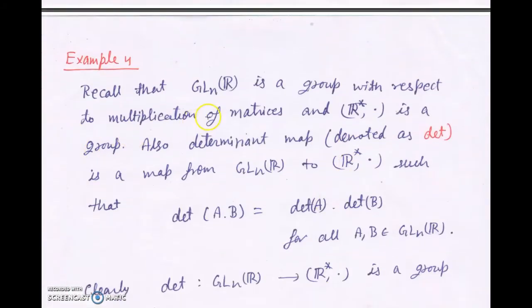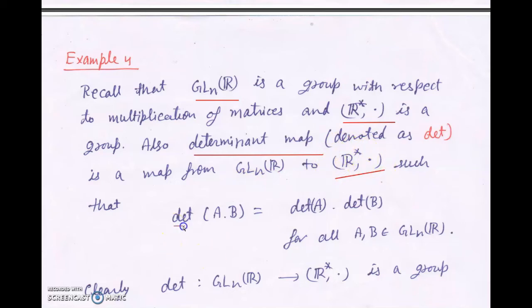Now example number 4. Consider the set of all non-singular n cross n matrices over R. This is a group with respect to matrix multiplication, denoted as GL_n(R). And now take another group, R star with multiplication. Now we have a map between these two groups, and that map is called the determinant map. So take a matrix and take its determinant, you will get a non-zero real number. So it will be an element of R star.